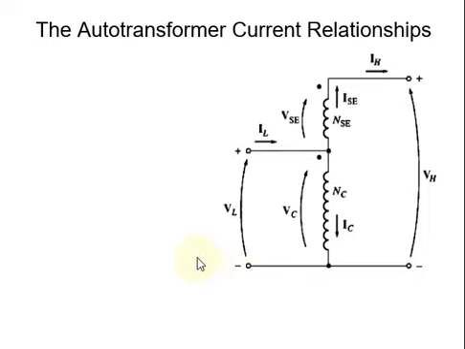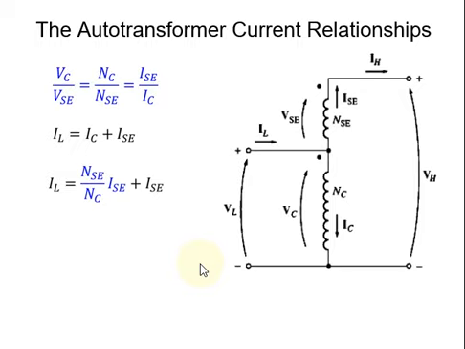Now we come to the current relationship. On the previous slide we had the voltage relationship, and now we are going to calculate the current relationship. This is also on similar lines. First of all, we take the relationship for the transformation ratio, and then we find that IL is equal to IC plus ISC, as discussed previously. After finding the value of IC from this blue equation and substituting it in this equation, we get this equation.